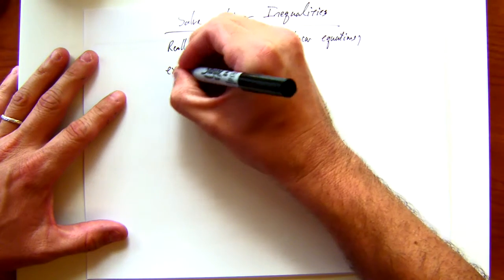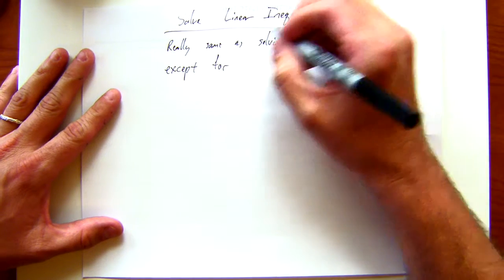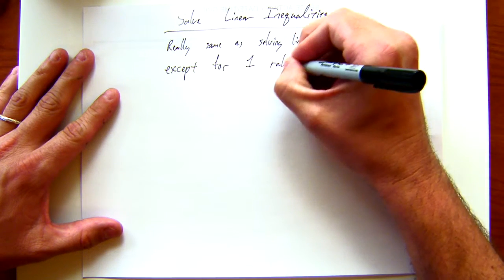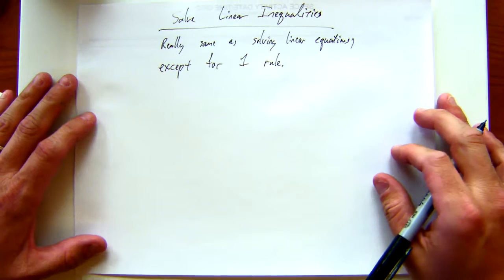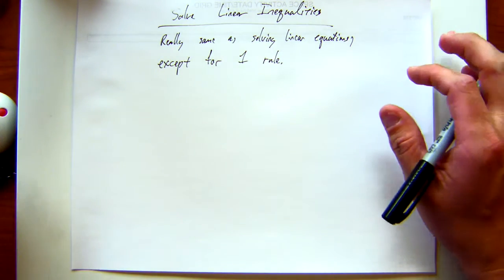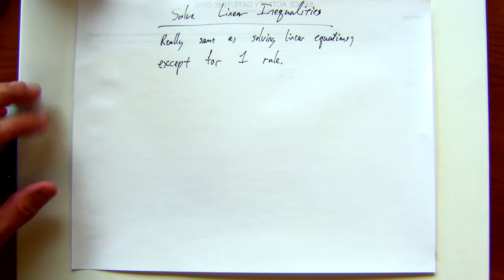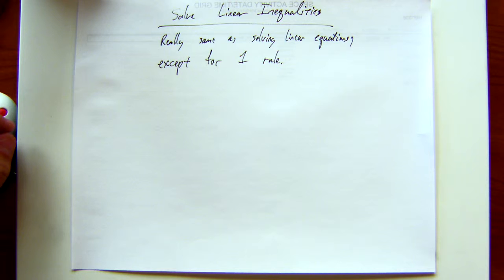Except for what? Except for one rule. Does anyone know what that rule is? So if we have a linear inequality, you can solve it just like a linear equation. I'll do some examples, but there's one more rule that we need to know. It has to do with negatives.